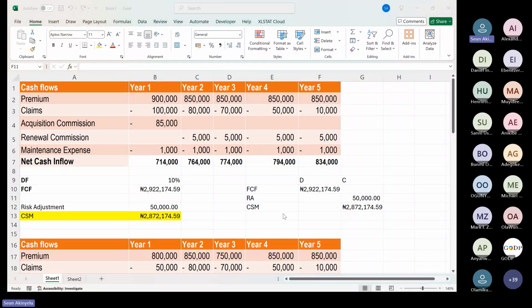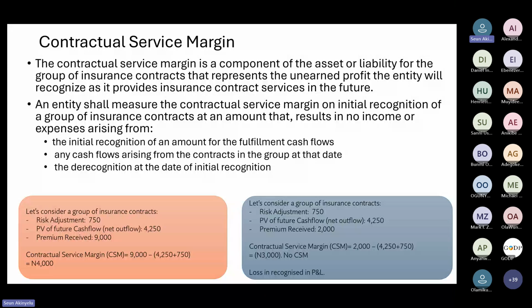But in a situation where you now have an onerous contract, let's use this example. Let's consider a group of insurance contracts that has a risk adjustment of 750. PV of the future net cash flow is 4,250, and the premium that you are collecting today is 9,000. That means the CSM will be the 9,000, which is the premium you are collecting, less all the net outflow. Remember, net outflow means that you are not collecting more money in the future. You're only paying claims. That is why I'm adding them without risk adjustment.